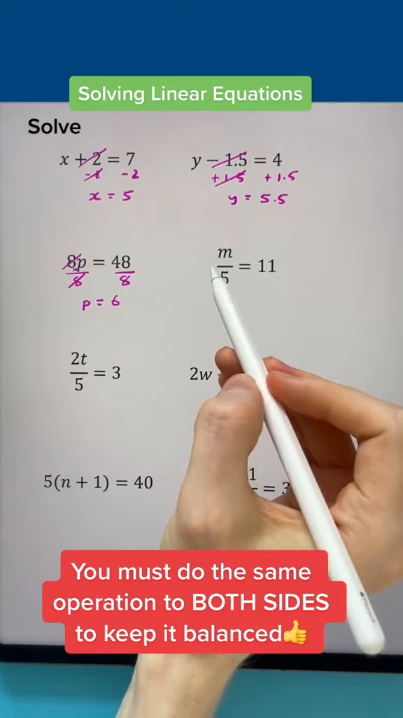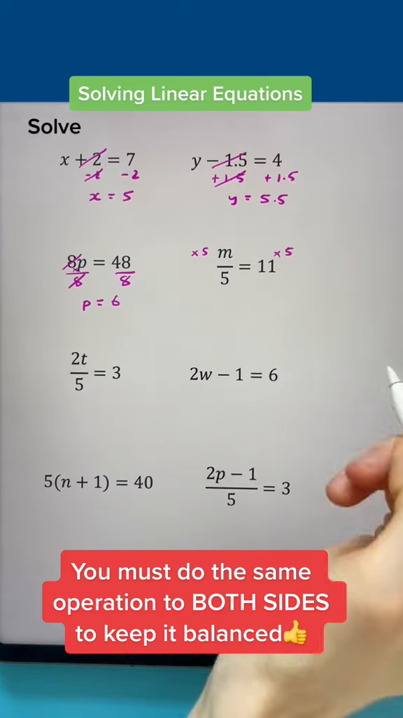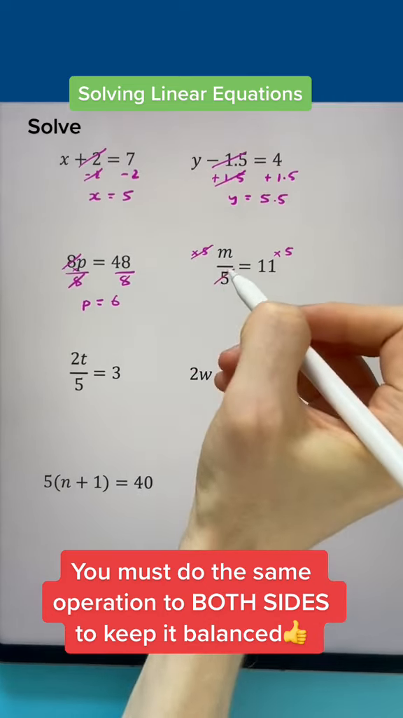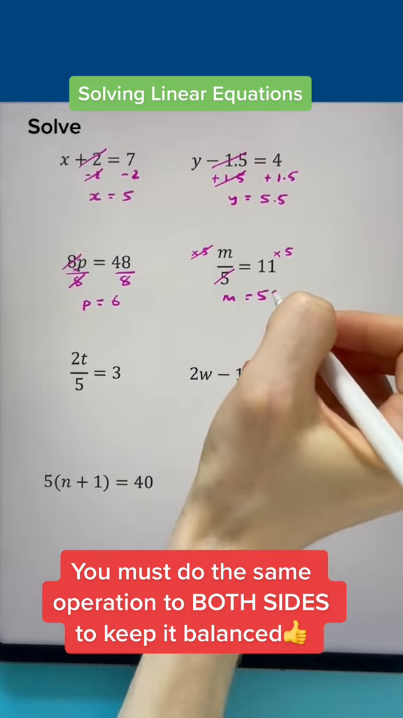For question 4, the opposite of divide by 5 is the inverse, and that is to multiply both sides of my equation by 5. Times it by 5 and dividing by 5 are the inverse, so it's going to leave me with m. On the right, 11 times 5 gives us 55.